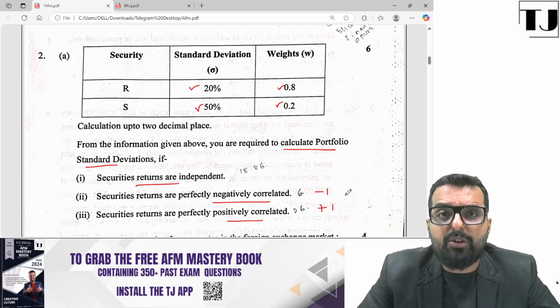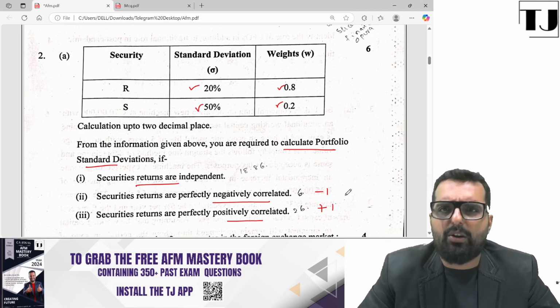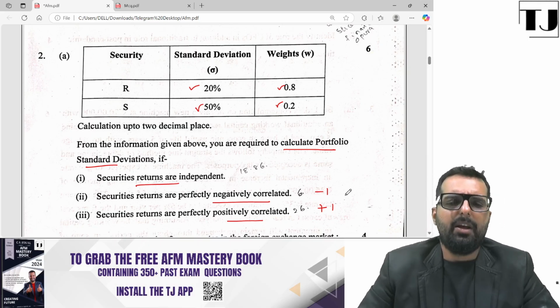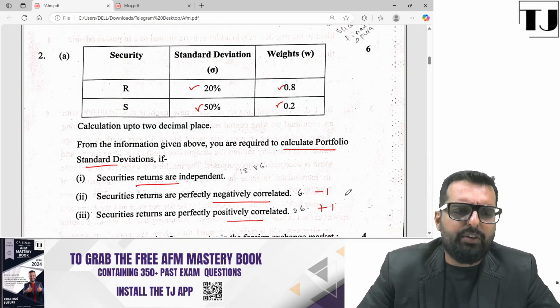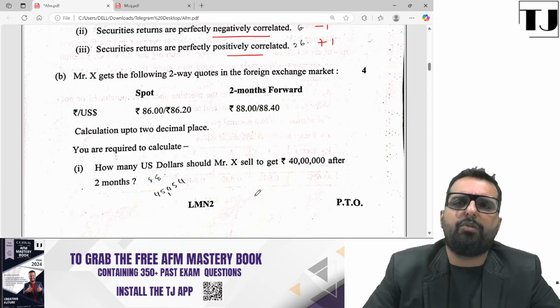So what method are you supposed to use? Markowitz method. Standard deviation of X into weight of X, the whole square, plus standard deviation of Y, and so on. I hope everybody is clear with this part now. Okay. Next is a question on Forex.